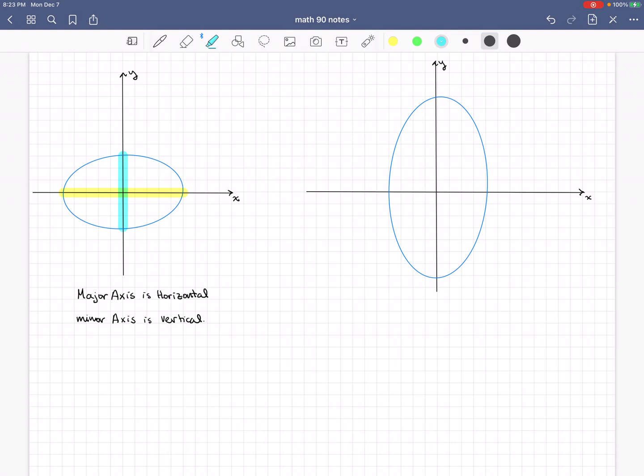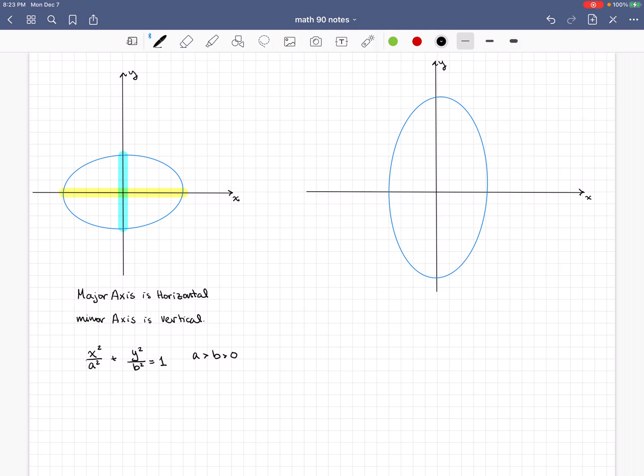So because the major axis is horizontal, the way that we write the equation of this ellipse is x squared over a squared plus y squared over b squared is equal to 1, where a is greater than b, and of course a and b are both positive.